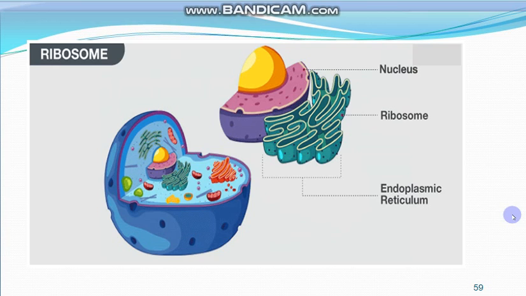So this is the cell and this is the nucleus and this is the endoplasmic reticulum, and on these you see small dots. These represent ribosomes. So this is the location of the ribosomes in the cell.